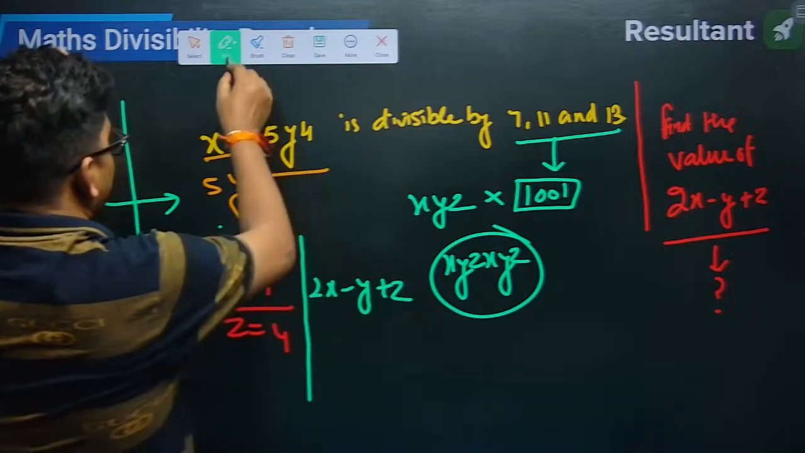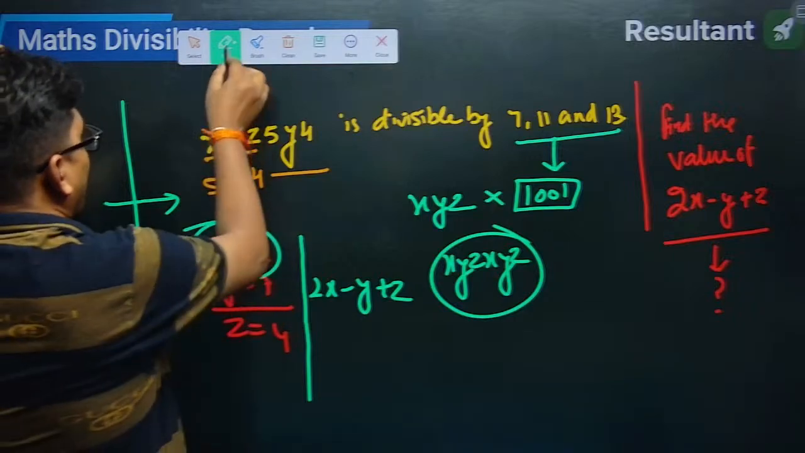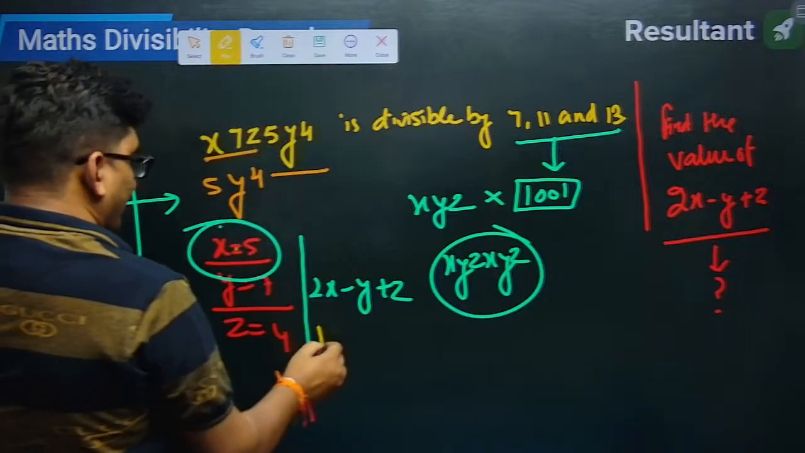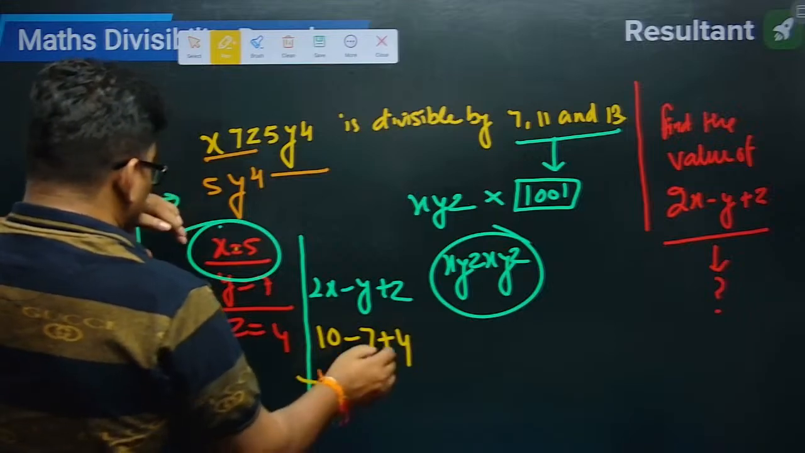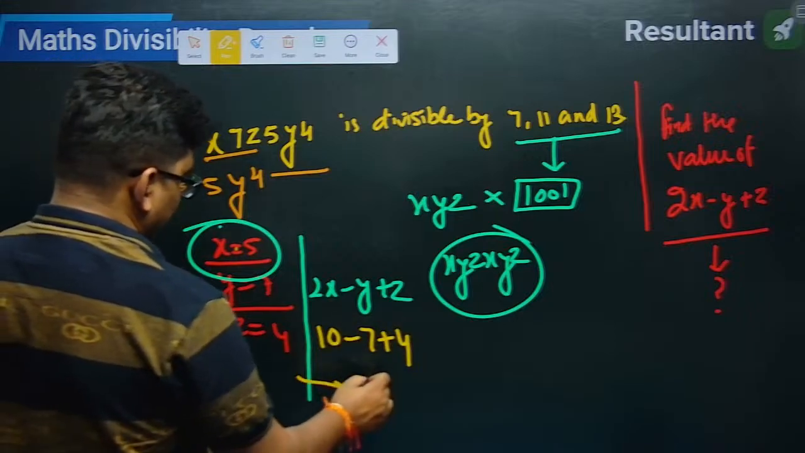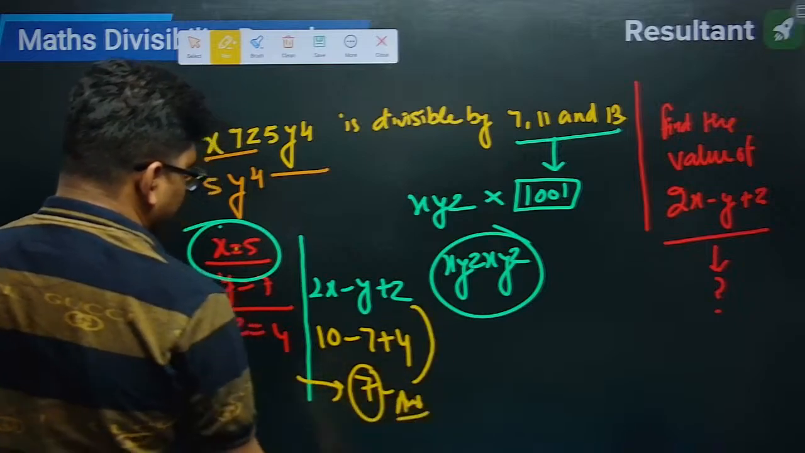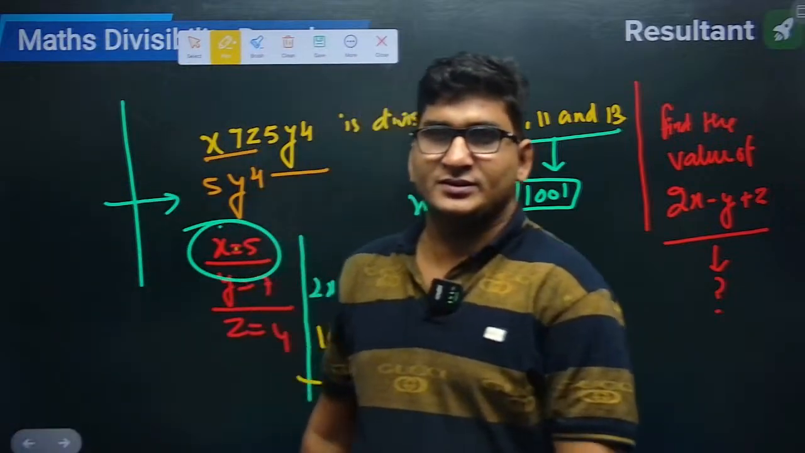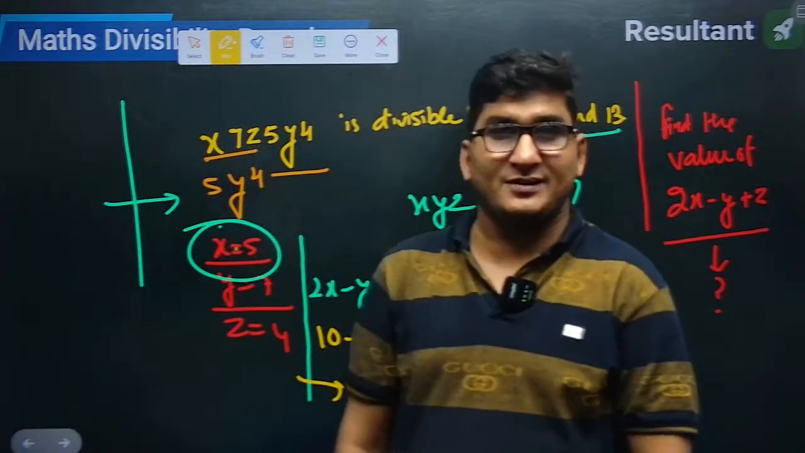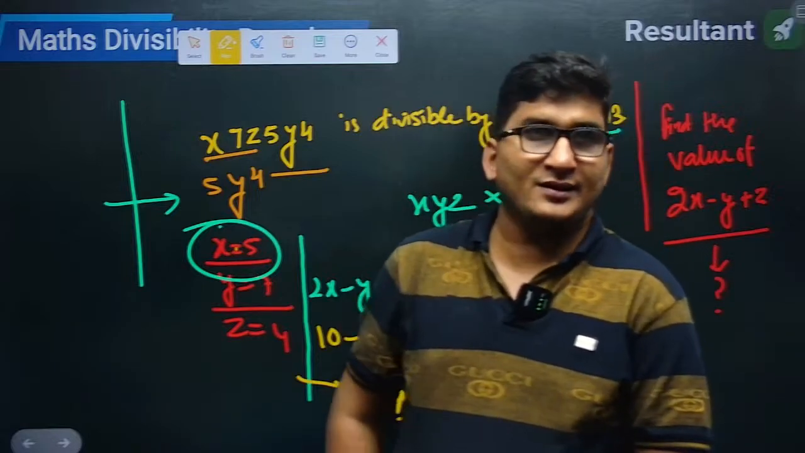So 2x means 10. If x is 5, then 2x will be 10, minus 7 plus 4. It becomes 14 minus 7, it is 7. So the value of 2x minus y plus z will be 7. That is confirmed. कोई problem वाली बात नहीं.